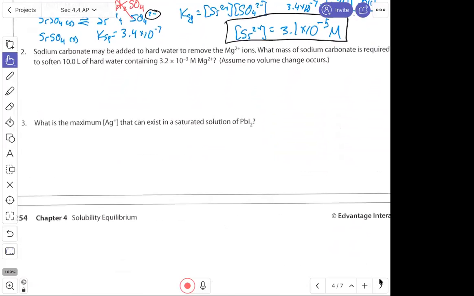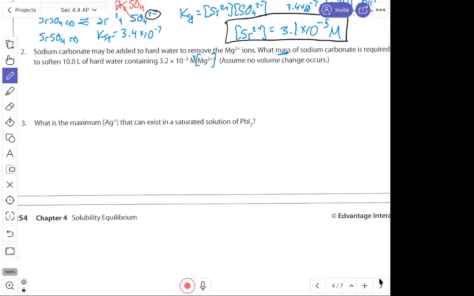Okay, so with question 2, it says sodium carbonate may be added to hard water to remove magnesium 2+ ions. What mass of sodium carbonate is required to soften 10 liters of hard water containing 3.2 times 10 to the negative third molar magnesium 2+? First off, I was given a single concentration, and that was for my magnesium ion. I've identified that. It's asking me for a mass of sodium carbonate.